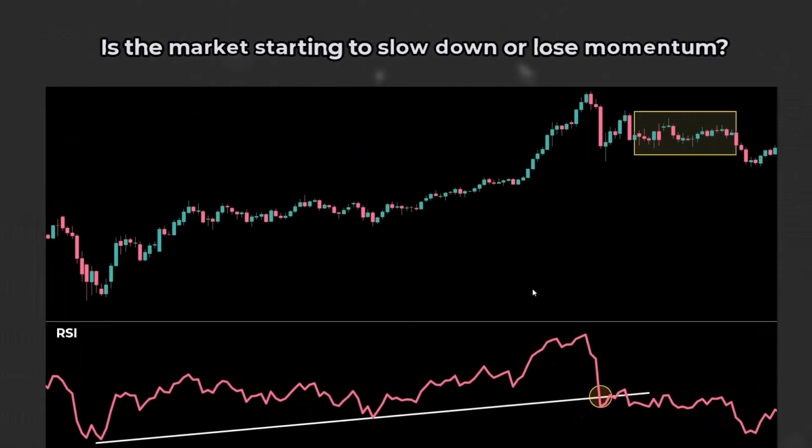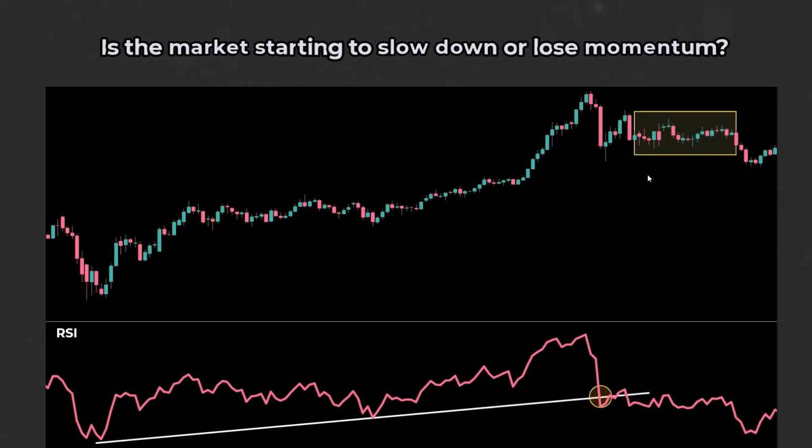Third, is the market starting to slow down or lose momentum? Sometimes the price begins to move more slowly, the candles become smaller, or the market starts moving sideways. These are often signs that momentum is weakening. When an RSI trendline break appears during this type of slowdown, the signal can become much more meaningful.